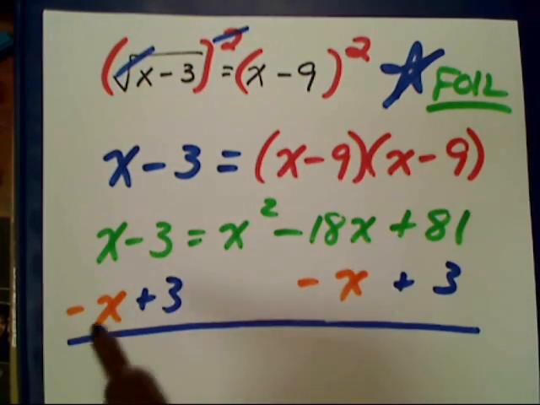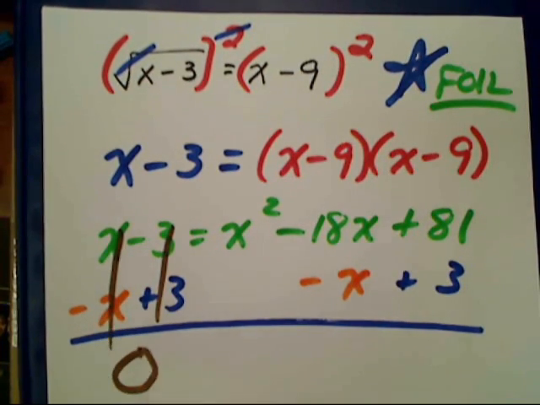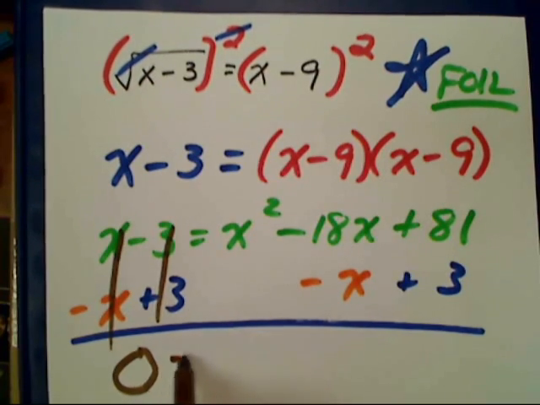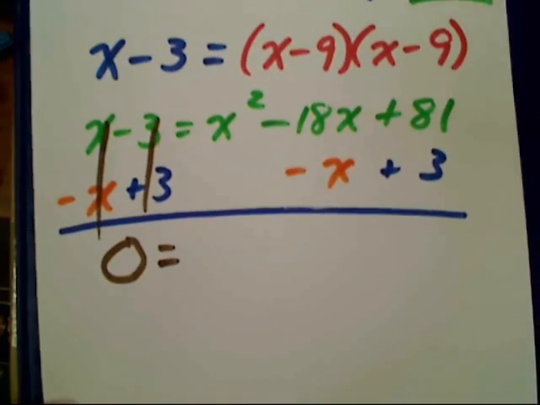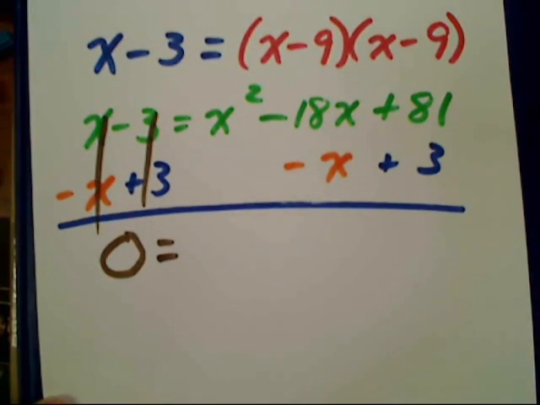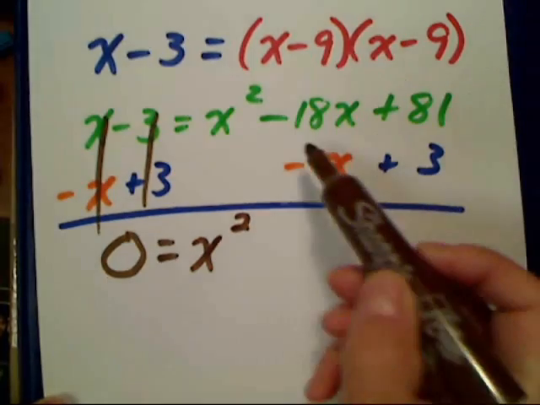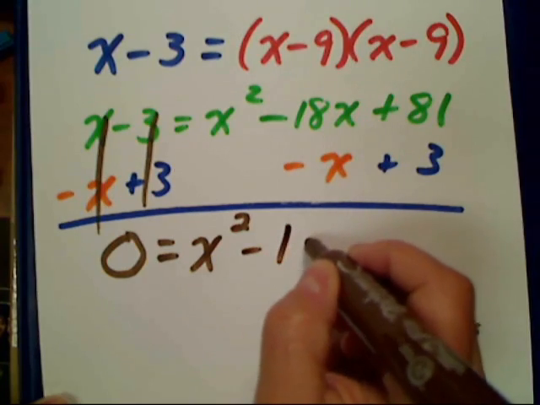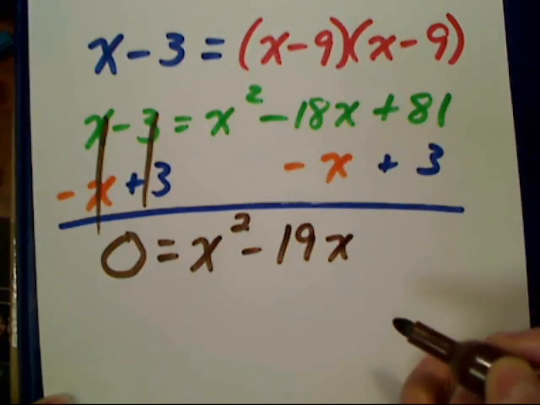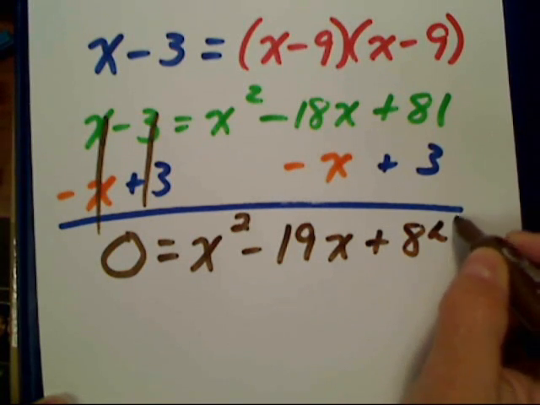So even though we cancel things out, they become 0. x minus x is 0. Negative 3 plus 3 is 0. You get 0 on that side. Don't lose the fact that you have two sides of an equal sign to represent this equation. Then the x squared, there was no terms like the x squared, so that comes down. Negative 18x minus x is a negative 19x. And 81 plus 3 is 84.